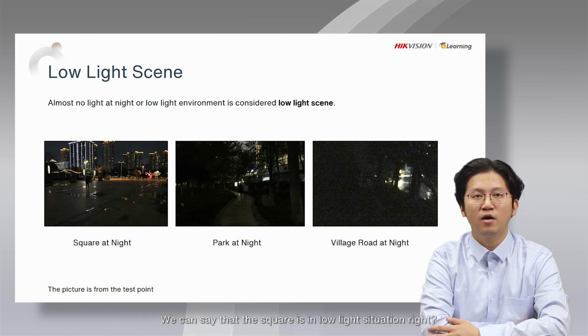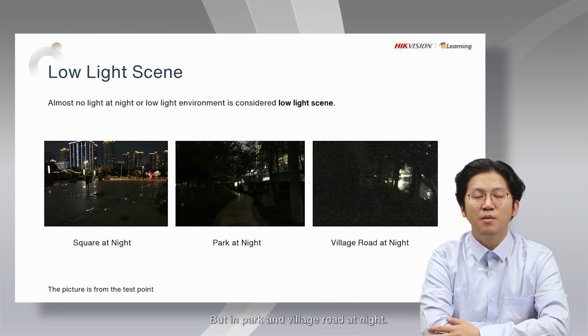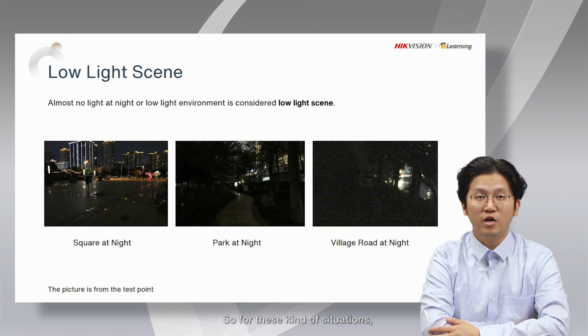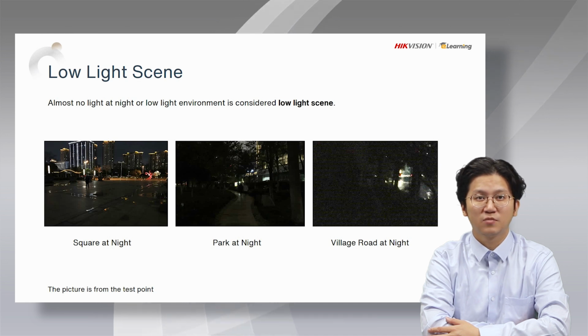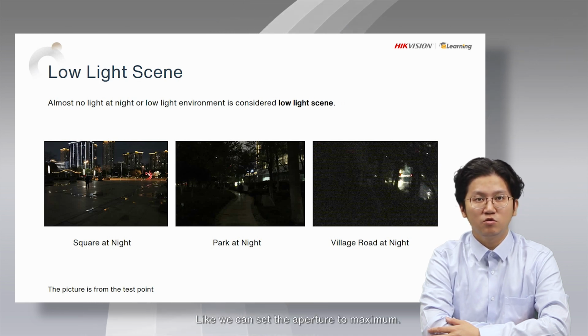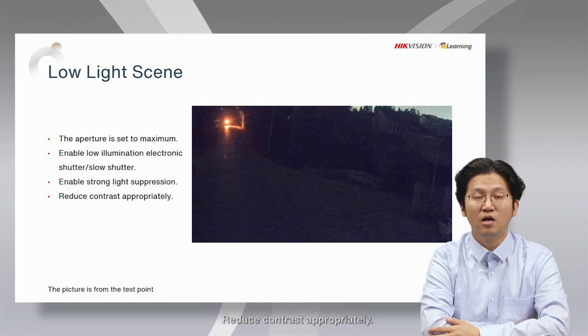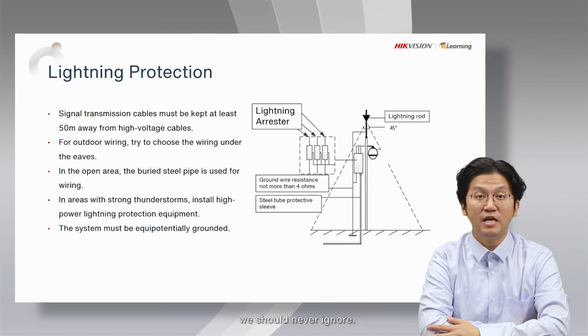We can say that the square is in a low light situation, right? But at least there is some light in the background you can see on the building. But in the park and village road at night, we can tell there is no light. So for these kinds of situations, based on the compatibility of the hardware, we can do the following adjustments. Like we can set the aperture to maximum, enable low illumination, electrical shutter or slow shutter, and also we can reduce contrast appropriately.